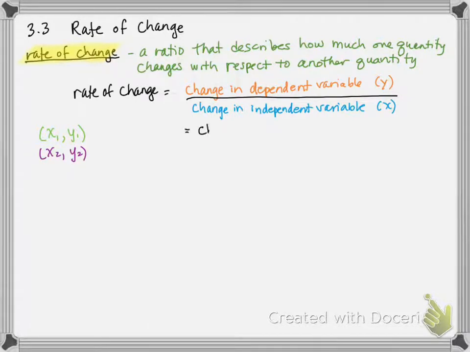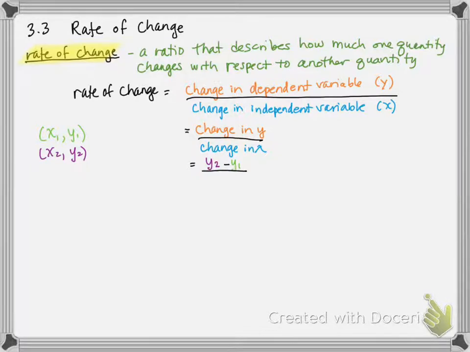I'll keep the colors the same. Go back to orange. If it's the change in the dependent variable, it's the change in y over the change in x. Then if we use the values for our two ordered pairs, it would be the change in y, so that means to subtract, over the change in x.